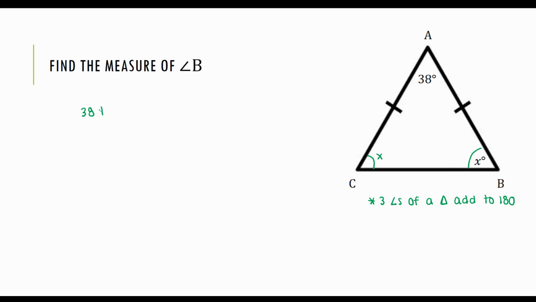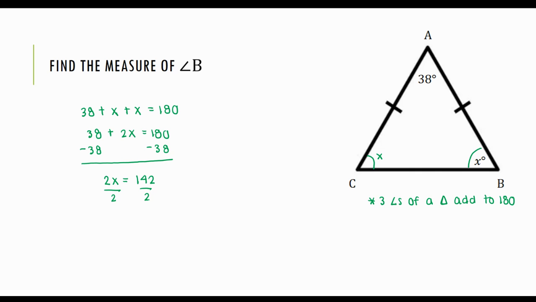So 38 plus x plus x equals 180. So I can combine like terms. x plus x is 2x. I'm going to subtract the 38 over to the other side. So 180 minus 38, we now know that 2x is going to equal 142.